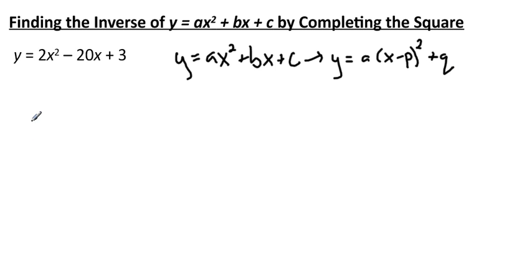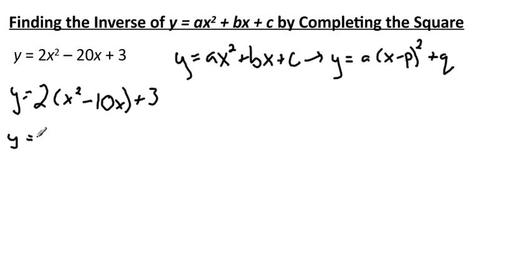So I'm going to factor the 2 out of the first two terms here. We'll be left with y equals 2 times x squared minus 10x, and then we'll close the bracket and just leave the 3 at the end. Now we'll actually work on creating the completed square. So we have 2 bracket x squared minus 10x.